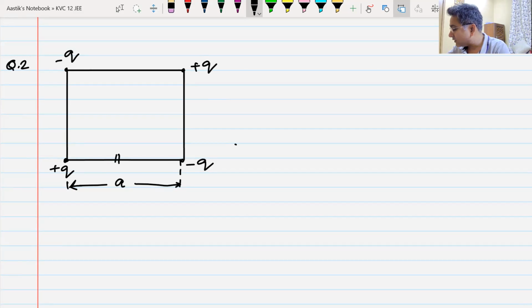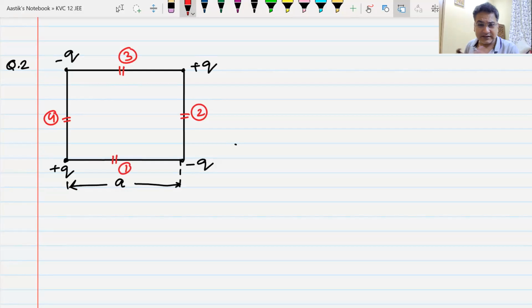Let us look at the number of pairs. Pair number 1, pair number 2, pair number 3, pair number 4. Now each pair is separated by a distance of a, and each pair consists of one positive and one negative charge. So a third standard student will tell us the energy of this system: minus kq square by a.